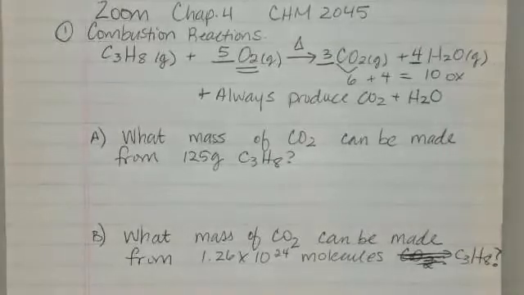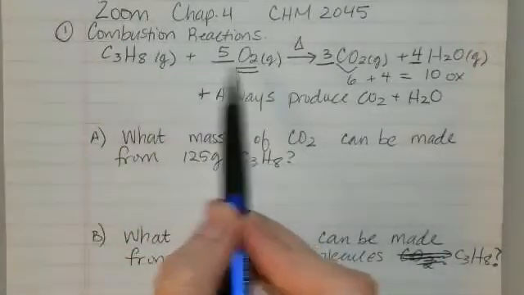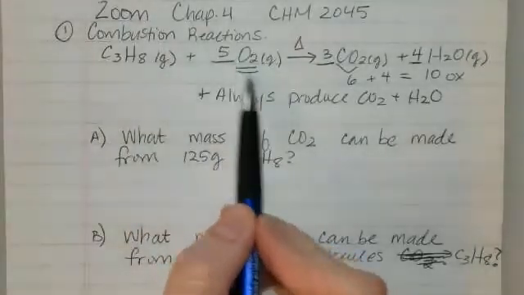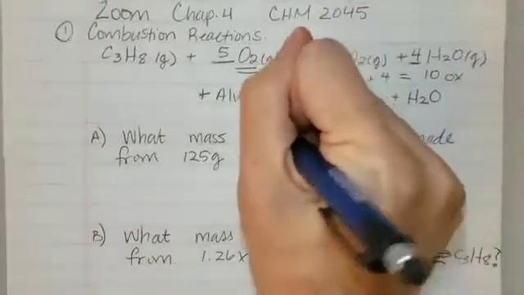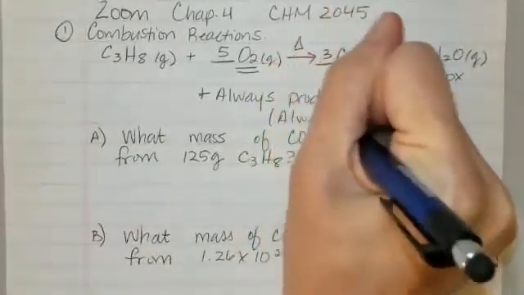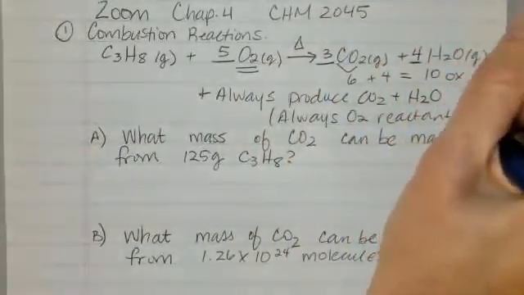So if the question says you're doing a combustion of propane and that's all it says, predict the products and balance, make sure that when you say, okay, it's combustion, you have that propane, but it's always reacting with O2. All right. So always produce CO2 and H2O, and always your O2 is a reactant in a combustion reaction.